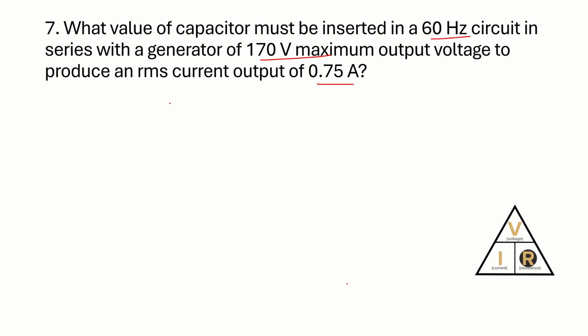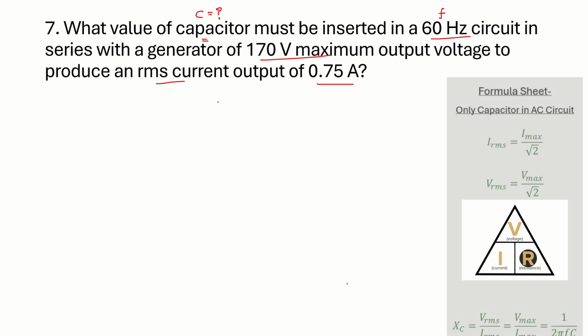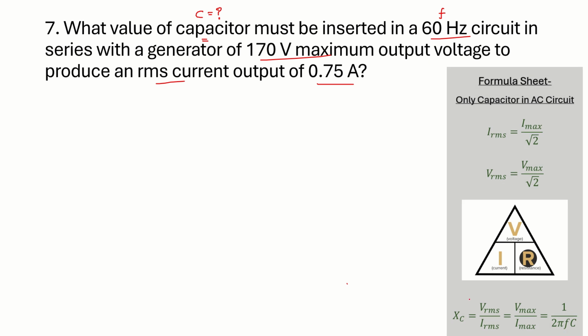Okay. So, what is given to us? The frequency is given to us. Vmax is given to us. RMS current is given to us. Okay. What value of the capacitor? So, finally, we have to find the capacitance of the capacitor. We have to find. Okay. So, the capacitance of the capacitor we have only here, that is at C. So, we will calculate the XC.